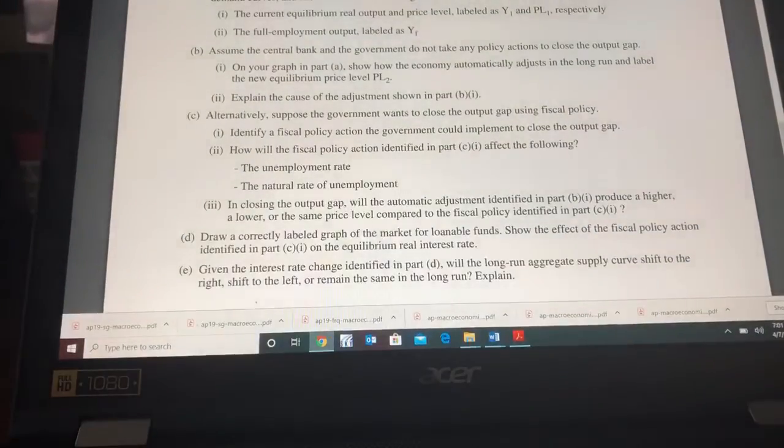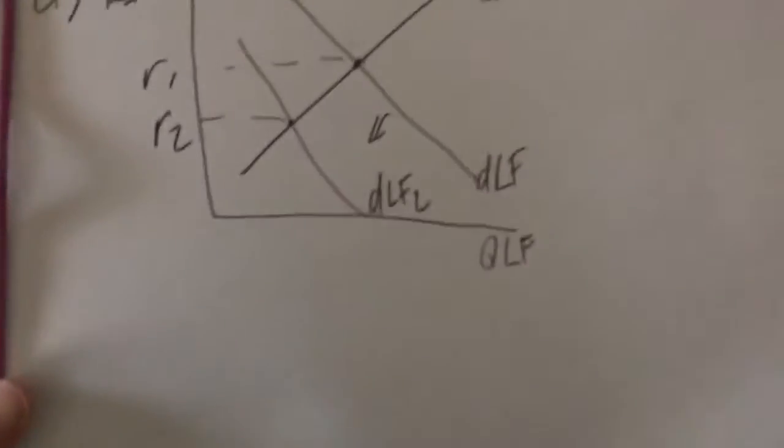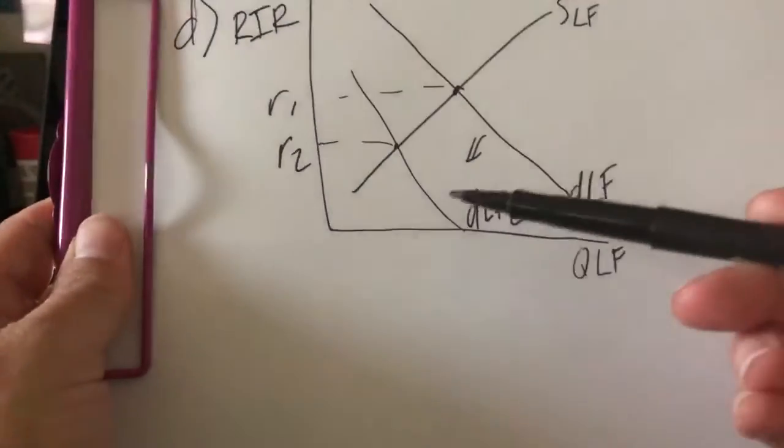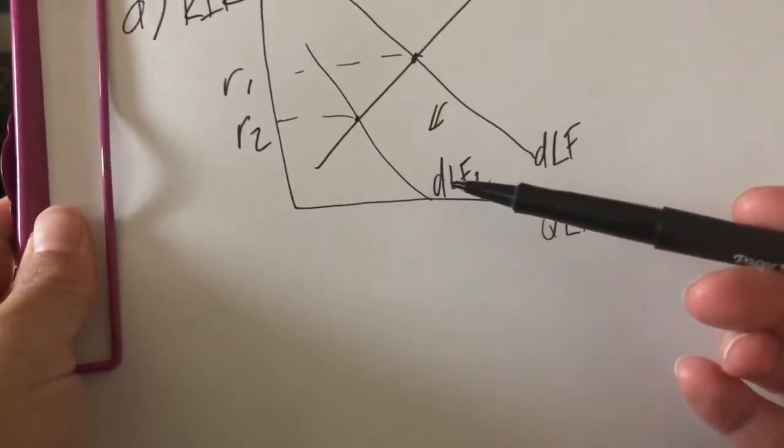Now let's look at E. Given the interest rate identified in part D, oh, we saw that the interest rate went down, right? Will the long run aggregate supply curve shift to the right, shift to the left, or remain the same in the long run? Well, if the interest rate has now decreased, the lower interest rate will lead to, do people want to borrow at a lower interest rate? Yes, I just asked myself a question. But now we know that this interest rate is lower, which I just identified, because the government is borrowing less.